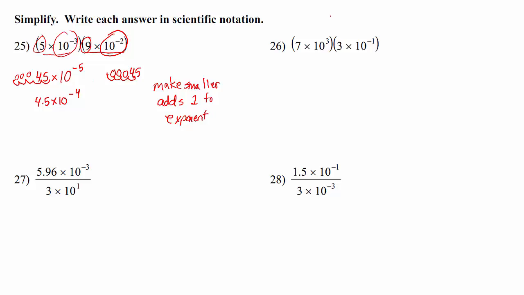which definitely seems backward. 7 times 3 is 21. We're going to add the 3 and the negative 1, which gives us 10 squared. We want to take 21 and make it smaller to 2.1. And so that's going to add 1 to our exponent. It's going to make it go from a 2 to a 3. Now, we only had to move the decimal 1 place in both of these cases to make it the correct scientific notation. If we needed to move it more times, then we wouldn't add 1, we'd add however many we had to move it, just to clarify that.